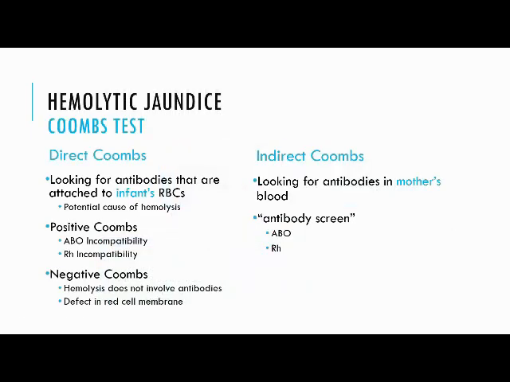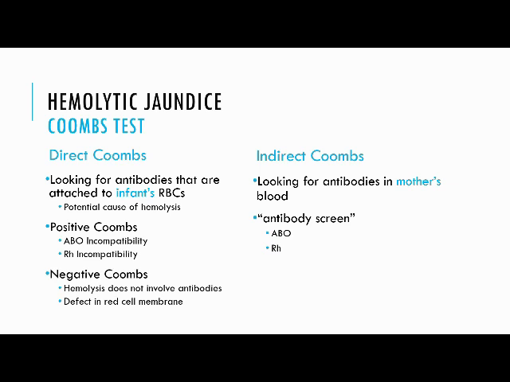This is just kind of a summary of what we just talked about. Direct Coombs is looking for antibodies that are attached to the infant's red blood cell, potentially the cause of the hemolysis. Positive Coombs is often found in ABO incompatibilities or Rh incompatibilities. With a negative Coombs, you can kind of assume that there's no hemolysis, or there could be hemolysis, but maybe it's not involving antibodies. It could be a defect in the red cell membrane or something like that. And then the indirect is looking at antibodies in the mom's blood.